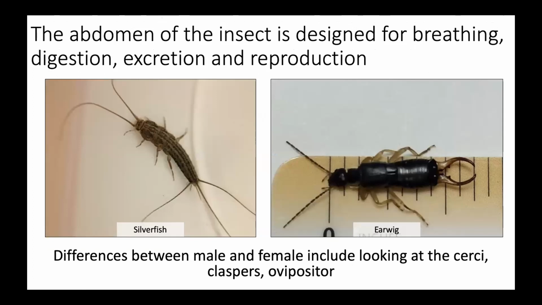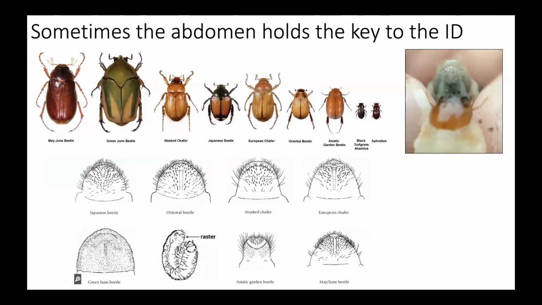When it comes to the abdomen, sometimes there are features that will help identify the insect. Like the silverfish, which has three filaments that come off the end of the abdomen. And with the earwig, you can see these, we call them cerci or claspers. So if someone says, I have this long bug and it's got these pinchers, we could say that's likely an earwig. And other times you'll see an ovipositor or a stinger. And sometimes the abdomen actually holds the key to ID.